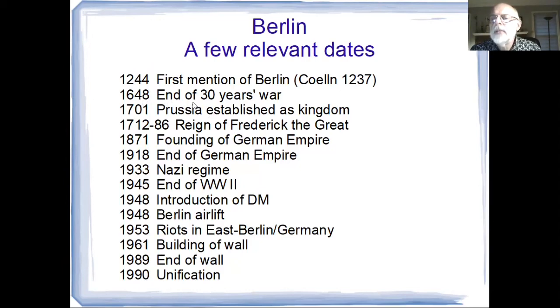1648 was the end of the 30 Years' War, which was very important in the area because it emptied more or less the province. So Berlin actually lost half its population in that war. Now, mind you, at the time, at the end of the war, the population of Berlin was 8,000. In 1701, finally, Prussia became a kingdom. Before it was just a province of the empire.